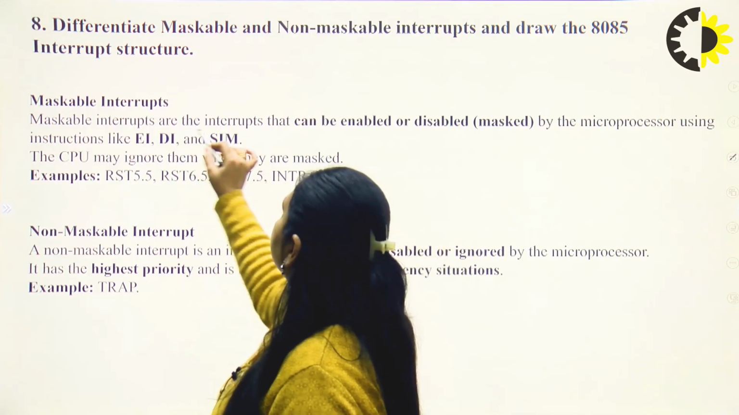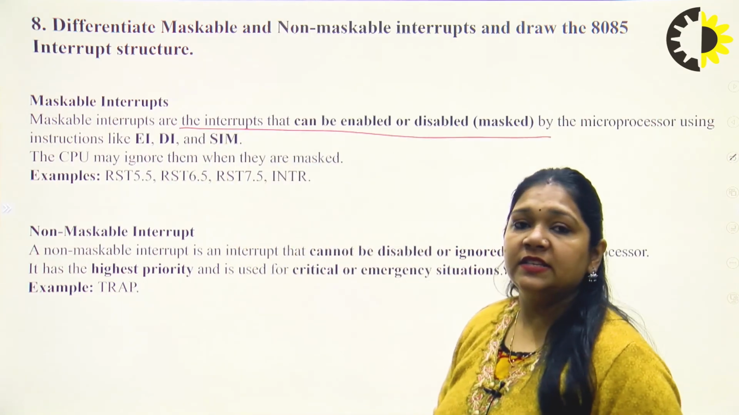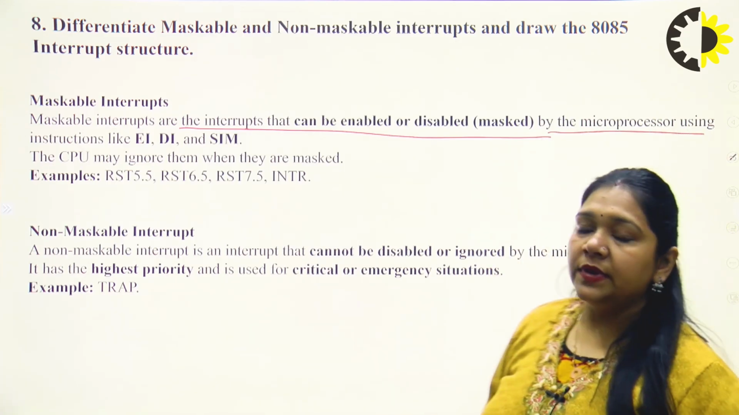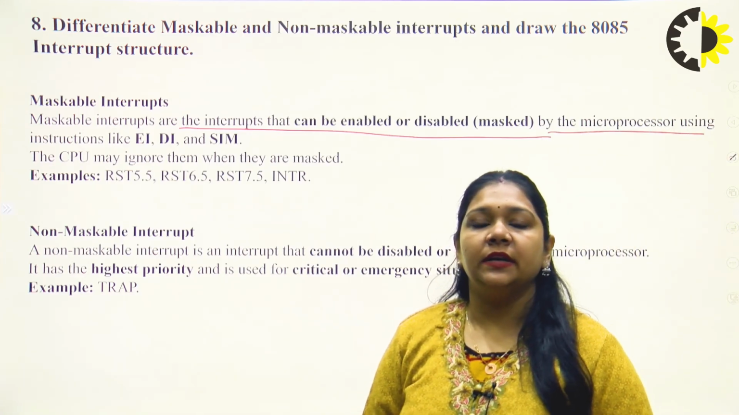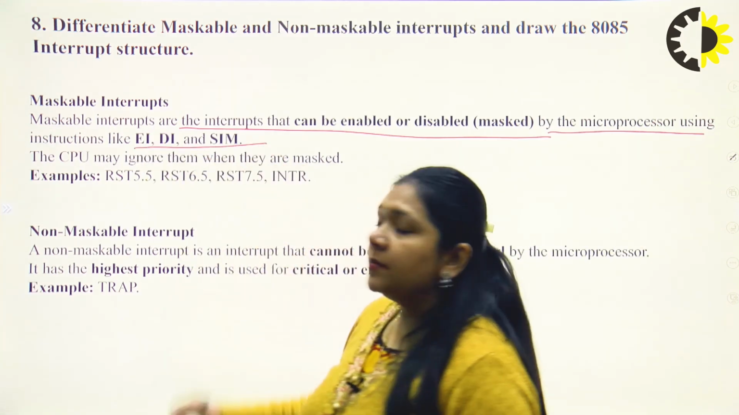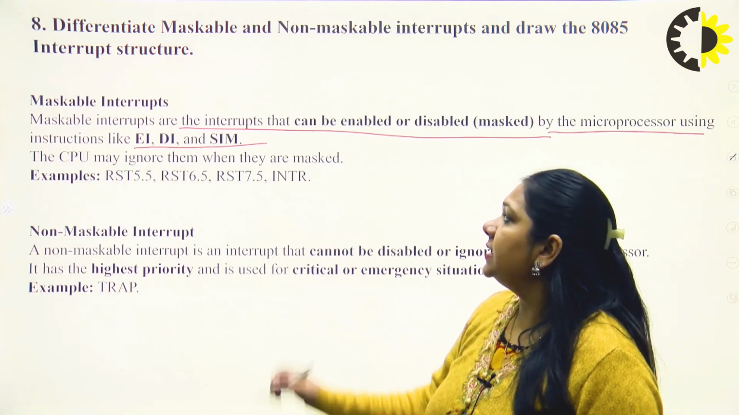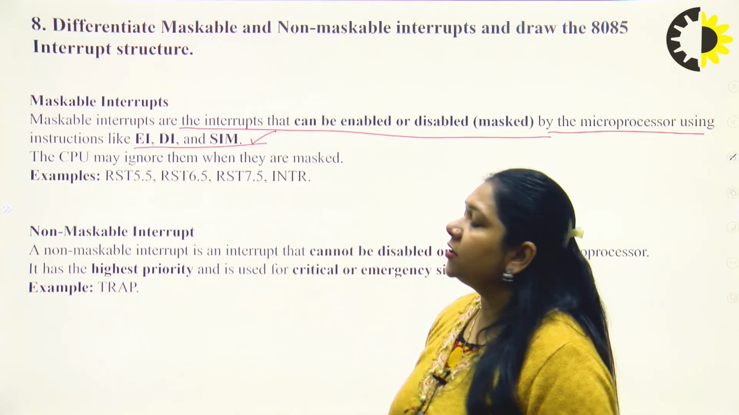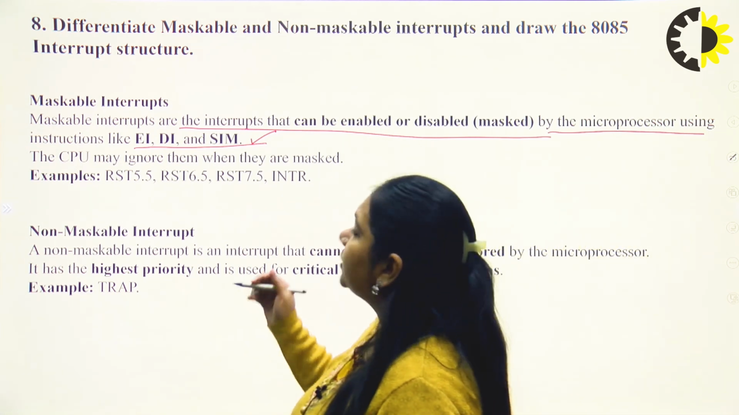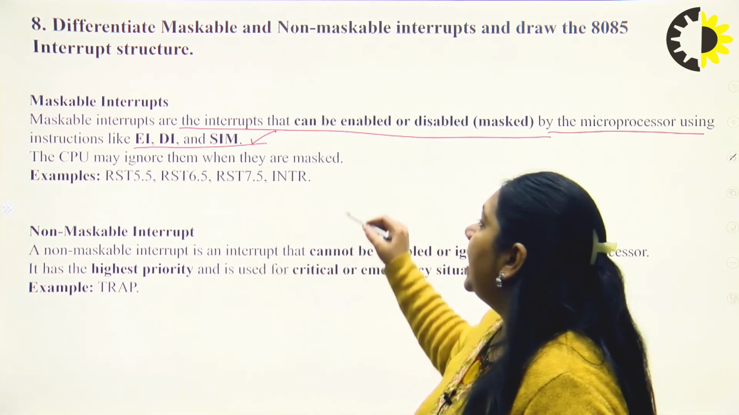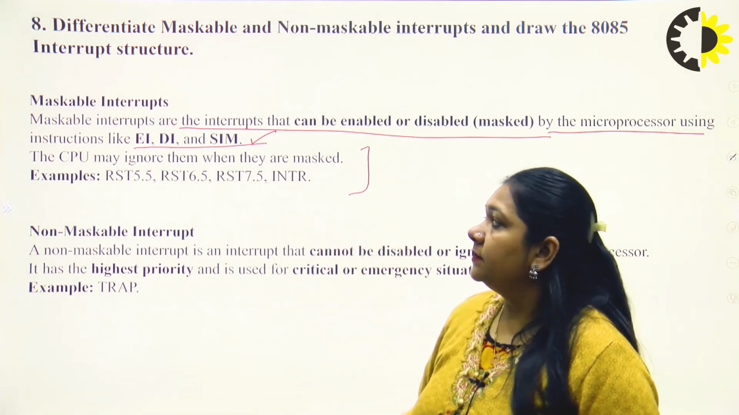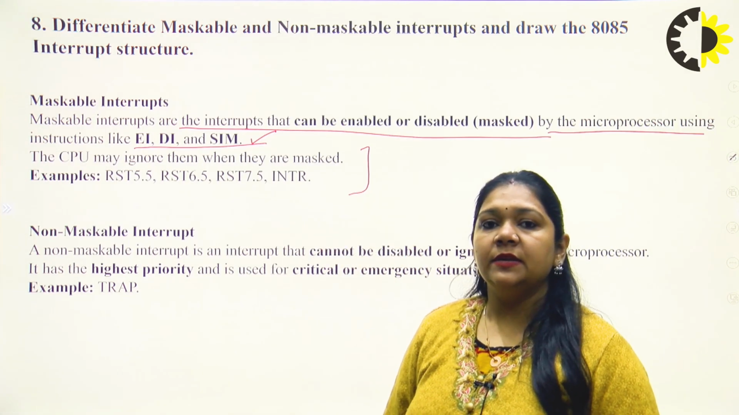in maskable interrupt, the interrupts can be enabled or disabled by the user, by the microprocessor. We can enable or disable an interrupt according to our wish, with instructions like EI (enable interrupt), DI (disable interrupt), and SIM. SIM is set interrupt mask. This is also a very important instruction in the instruction set of the 8085 microprocessor. And the CPU can ignore these interrupts because it depends on its wish.